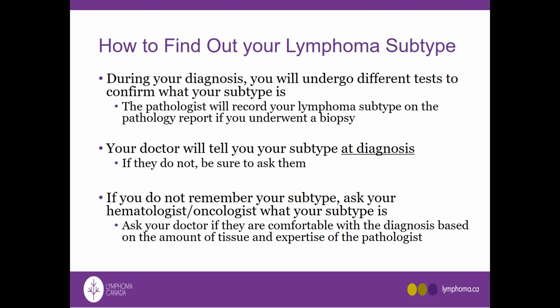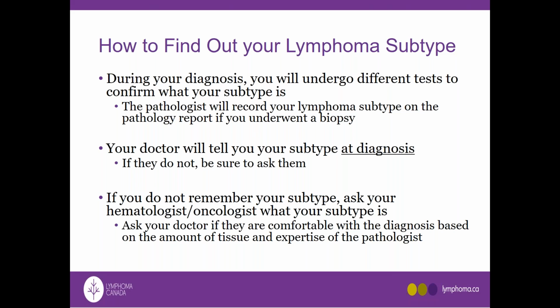So how do you find out your lymphoma subtype? Certainly during your diagnosis, you undergo different tests to confirm what it is, and the pathologist will usually record it on the pathology report if you underwent a biopsy. However, if it's not good enough tissue, or if they don't have enough, sometimes they have to say that they suspect a particular subtype, or they say yes, it's a small cell non-Hodgkin lymphoma, but they can't tell more than that if there's not enough tissue to do all the tests they need to do.